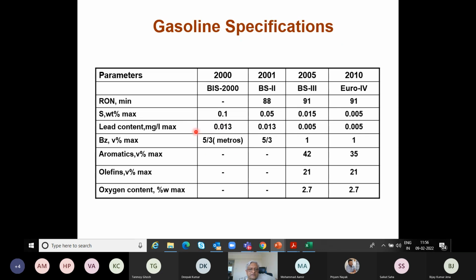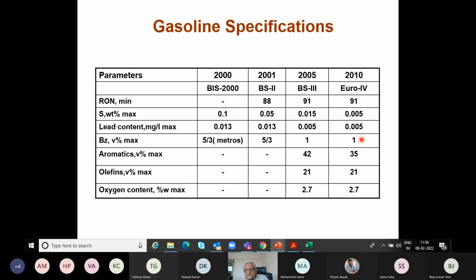So then there was an order from the Supreme Court to reduce the benzene in the gasoline. Initially it was 5 volume percent, then it came down to 3 volume percent, and now it is less than 1 volume percent. Some refineries, like Reliance, maintain below 0.6% benzene, because some of this benzene can come out of the tailpipe unburnt, as well as during handling.